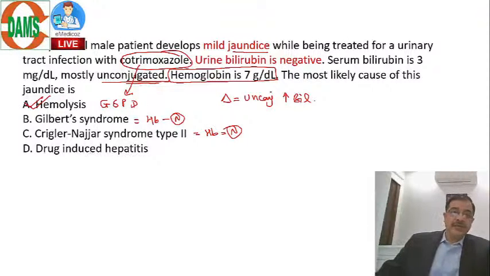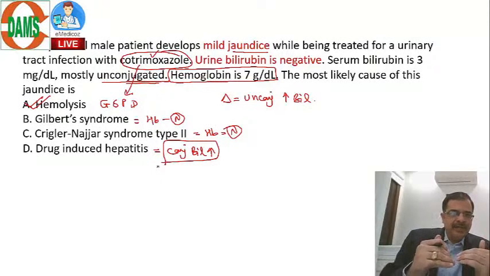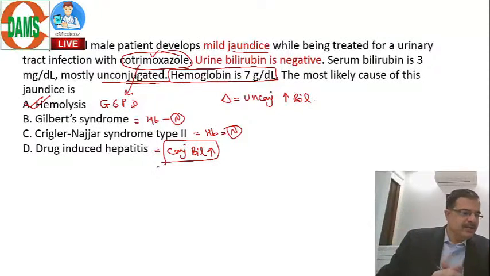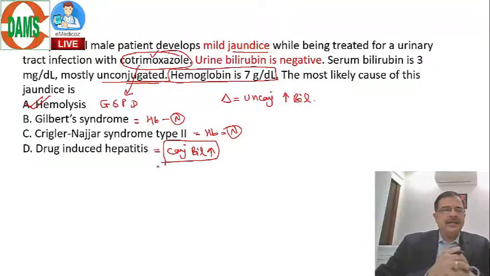Drug-induced hepatitis. One might think that patient has taken the drugs, so it could be drug-induced hepatitis. But remember, in drug-induced hepatitis, conjugated bilirubin will be high, because it is causing liver damage, and whatever conjugated bilirubin has been made will leak into the plasma. So this is a case of hemolysis.